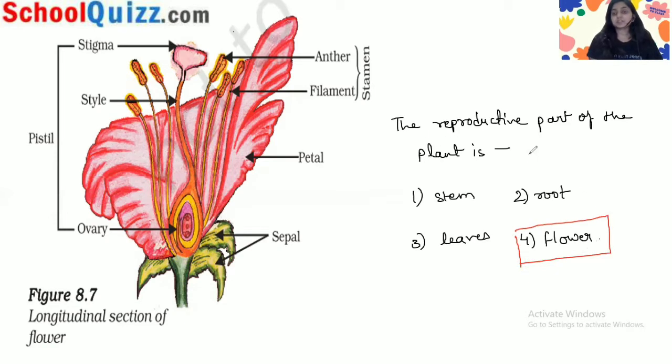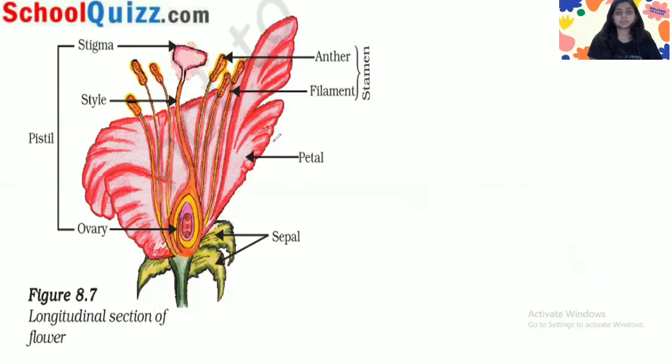So flower is the reproductive part of the plant. Why? Because flowers have the reproductive parts of the plant, that is the male part and the female part both. Reproductive parts. And so you can see, let's discuss the structure of the flower. So this is a flower.